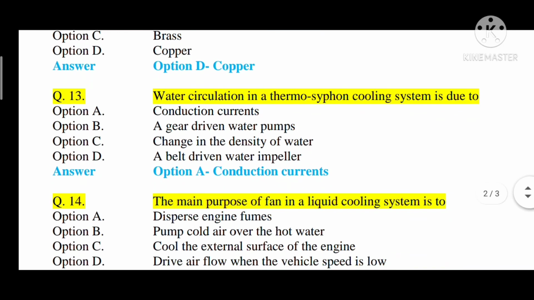Question number 13. Water circulation in thermosiphon cooling system is due to: option A, conduction currents. Option B, gear driven water pumps. Option C, change in the density of water. Option D, a belt driven water impeller. So correct answer is option A, that is conduction currents.